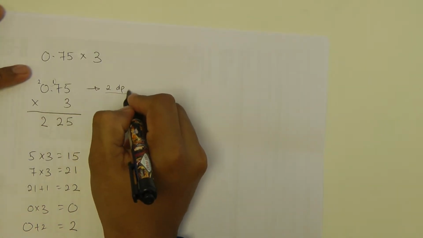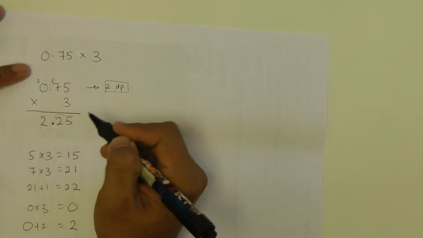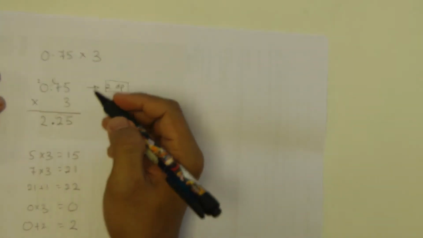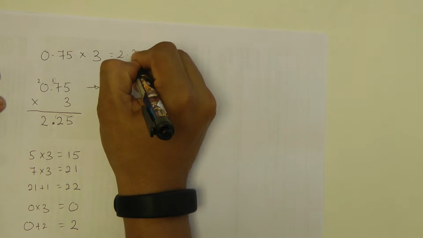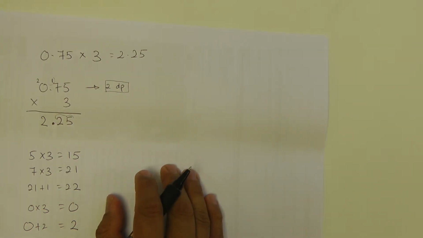What's next? I need to take note of my 2 decimal places. So this is 1 decimal place, 2 decimal places. So my decimal point should be here. And my answer will read as 2.25. Do you need more practice?